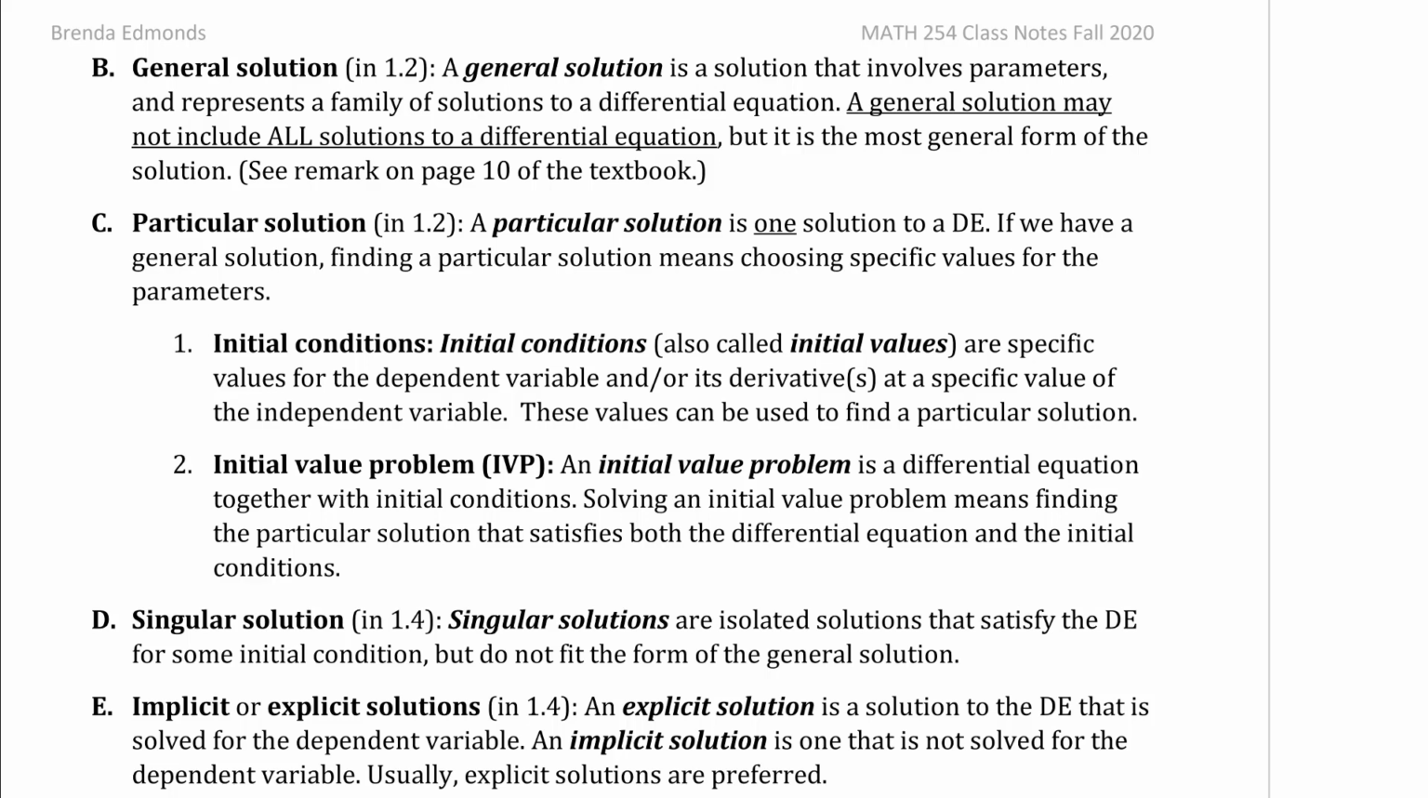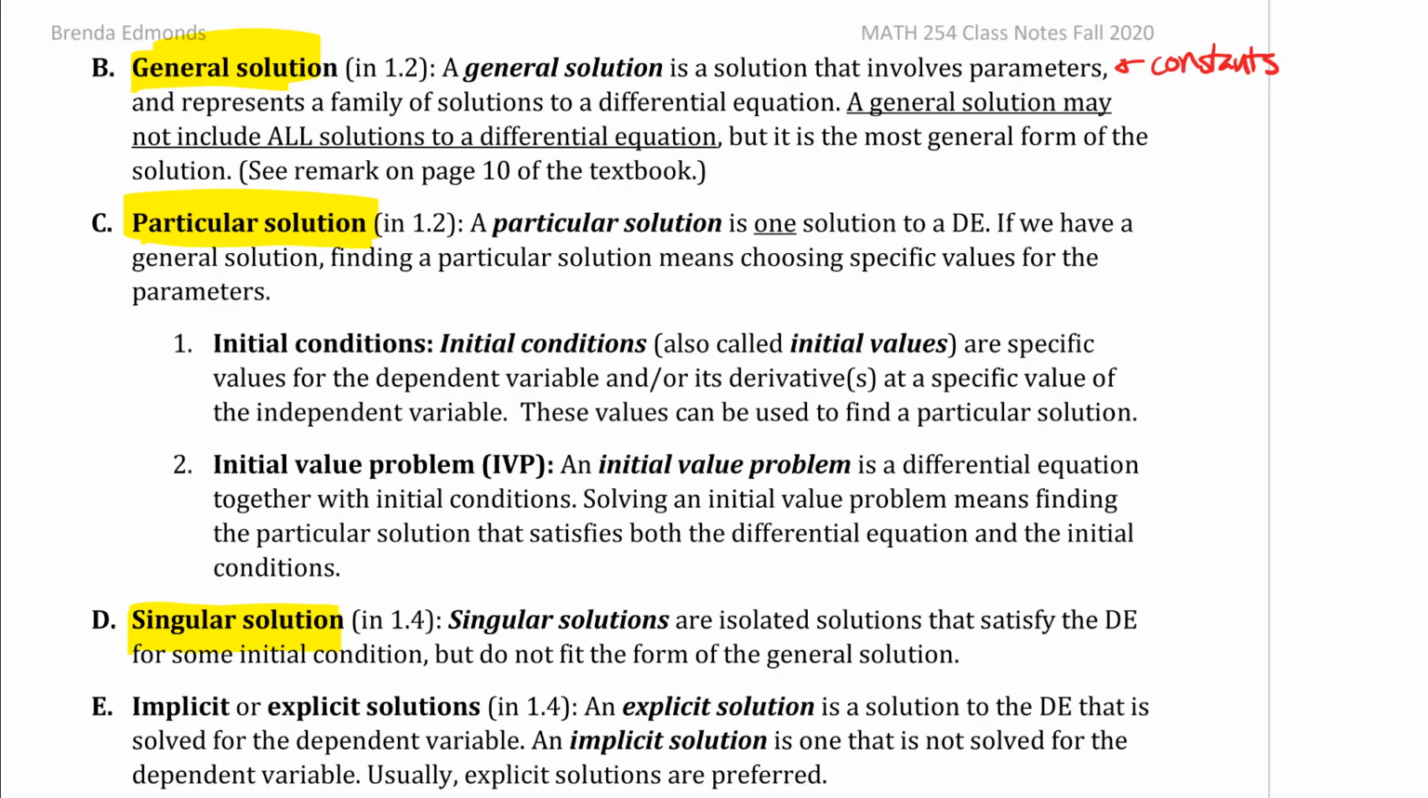All right, so general solution. When we talk about solutions to differential equations, we have some different kinds. So we have general solutions, particular solutions, and singular solutions. A general solution is going to involve some parameters. Remember that those are generally constants, but they're constants that might take on different values in different problems. It represents a family of solutions to a differential equation. So it may not represent all solutions to the differential equation, but it's the most general form.